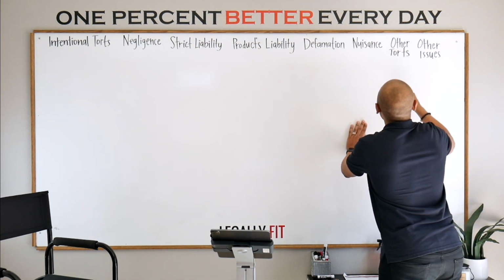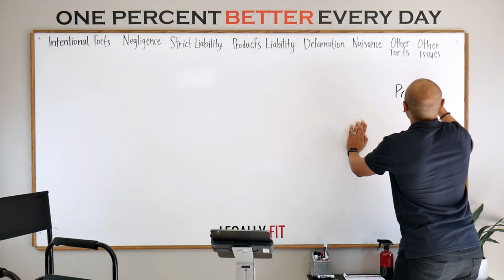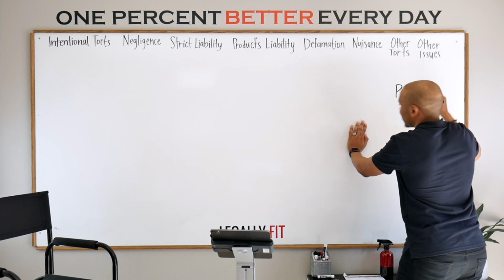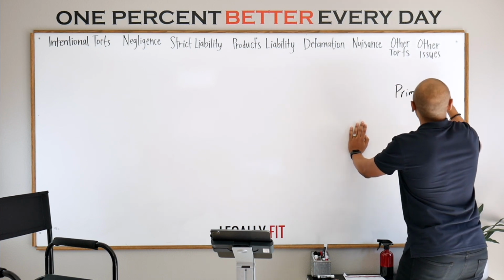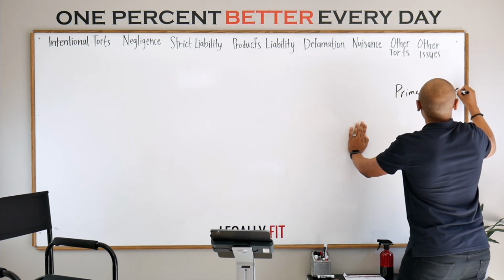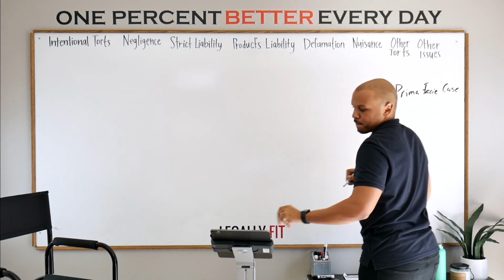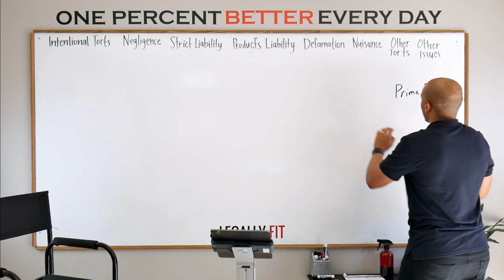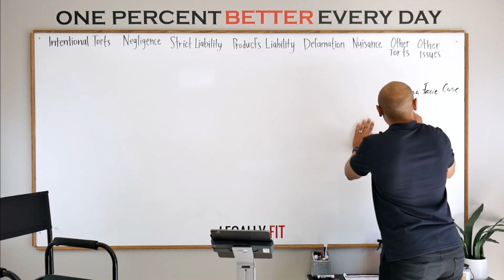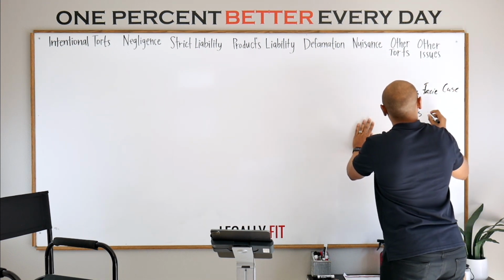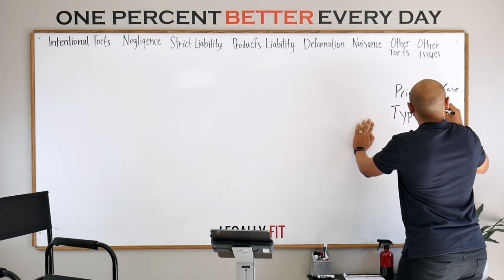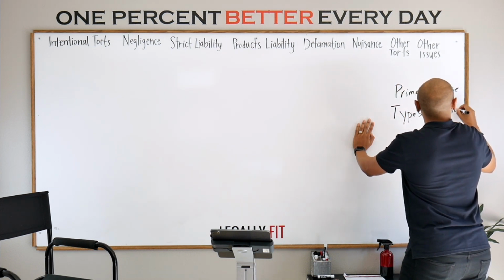So we got prima facie case. I'll start you off. Look at that. We got prima facie case as the first topic. What's after that in the overall folder system? Yeah, for intentional torts. Oh, got you. Okay. Then it's types of intentional torts and then defenses. Perfect.